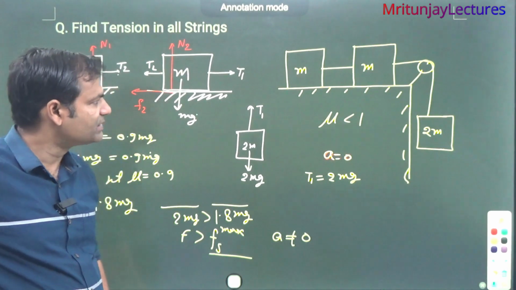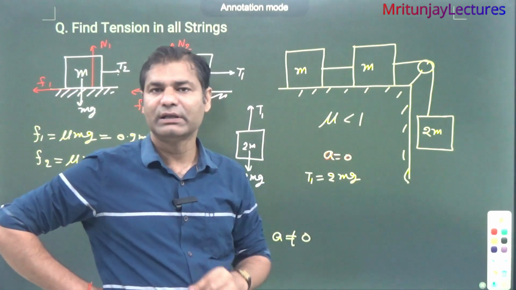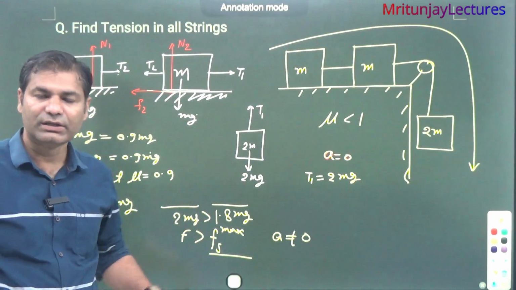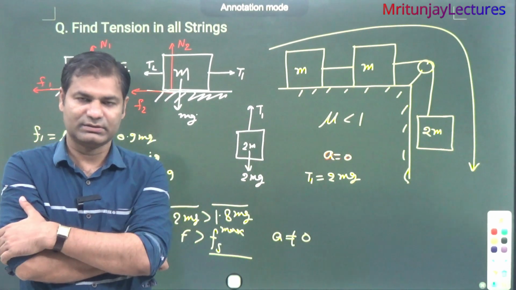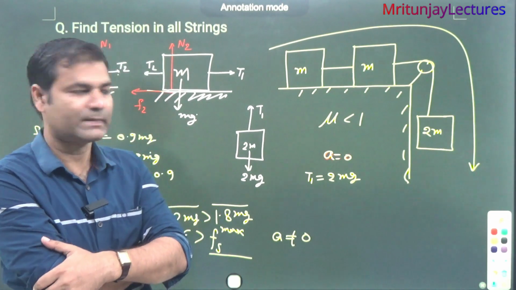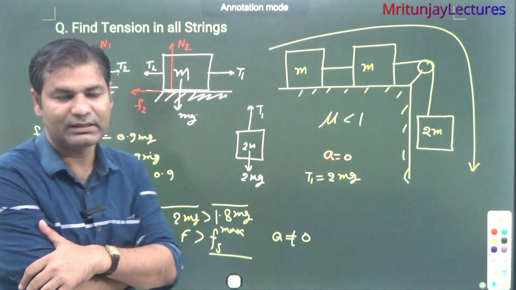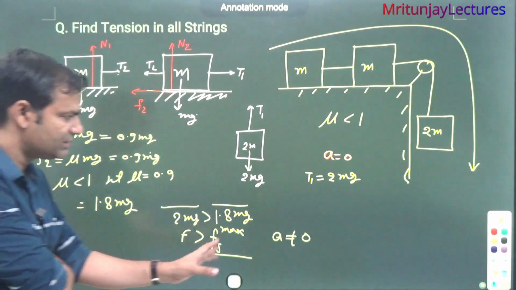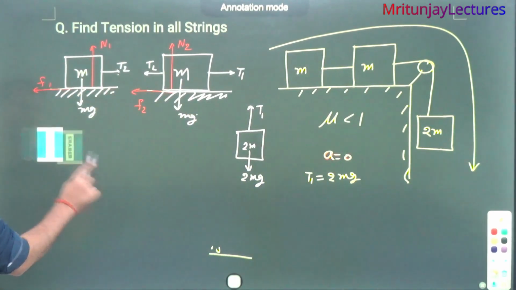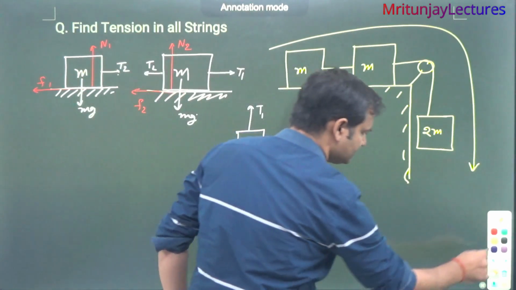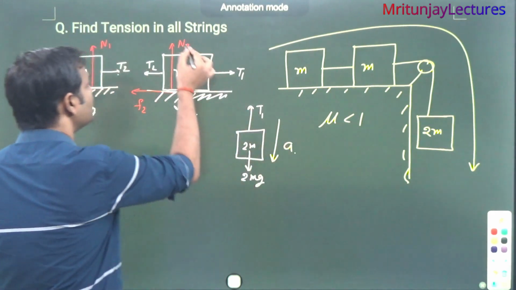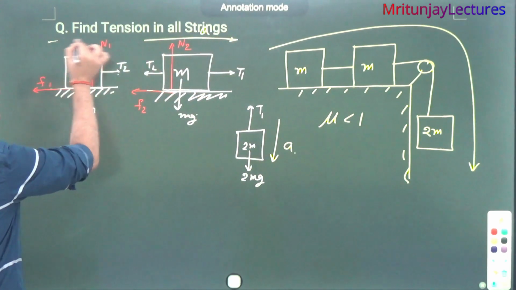If a is not zero, the whole block is moving in which direction? In this direction. Clear or not? The whole block is moving in that direction. Clear? So now our next target is how to determine a. First of all, is this motion allowed or not? This motion is allowed. So we focus on this: this system is going downward, this one is going here, and this one is going here.